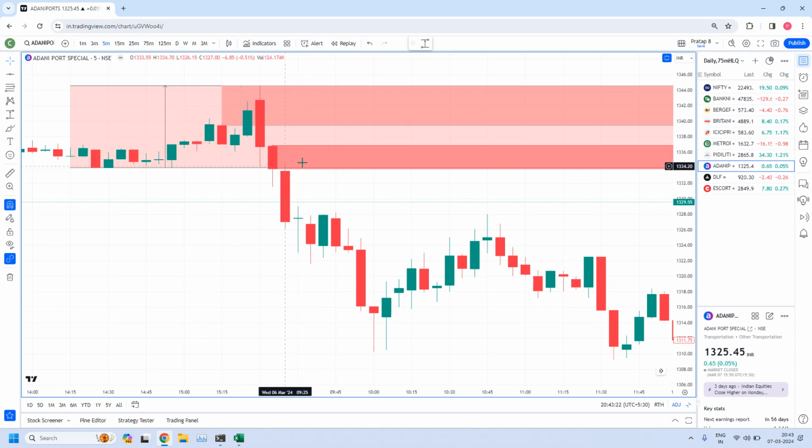Many times these kinds of zones will be violated. But there are some special scenarios where these zones will work, and we have to identify those special scenarios. If you are planning a trade in these kinds of zones, that is bypassing its higher time frame zone.